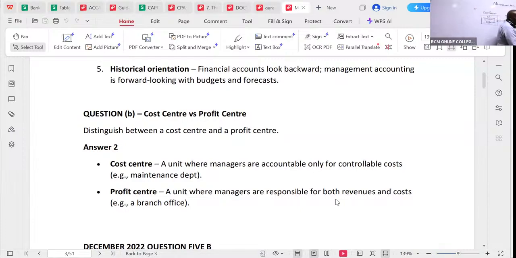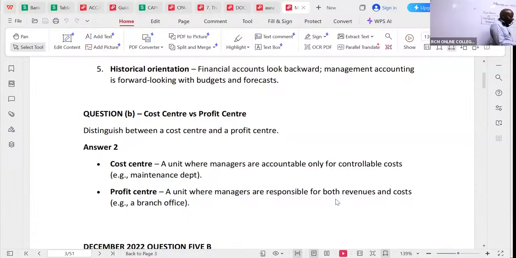So a cost center, as we are reading there, is a unit where managers are accountable for controllable costs. Even if you forget the word controllable, you say that we will only be accountable for costs, because we don't have access to external customers. The only thing we know are costs. And then a profit center is a unit where managers are responsible for both revenues and costs. And good students of management accounting shall be able to give those answers in their own way.